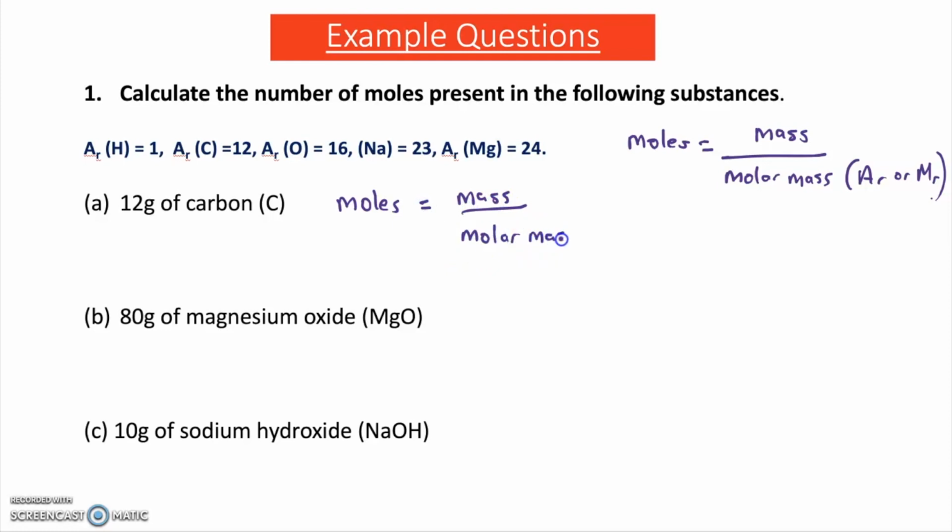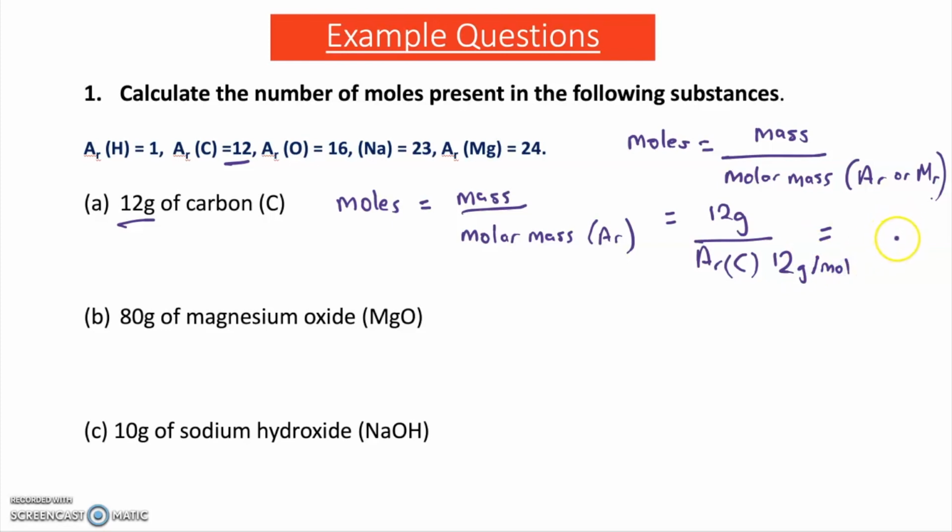So moles equals mass over molar mass. The molar mass is equal to the AR value of carbon, which is 12. So the moles is equal to 12 grams over the molar mass, which is the AR value here, because we're dealing with atoms. So it's 12 grams divided by 12, and that will give us moles equal to 1. So we have 1 mole present here if we have 12 grams of carbon.